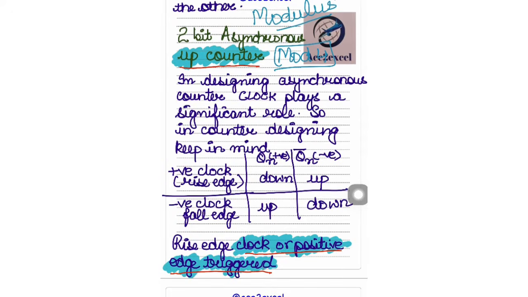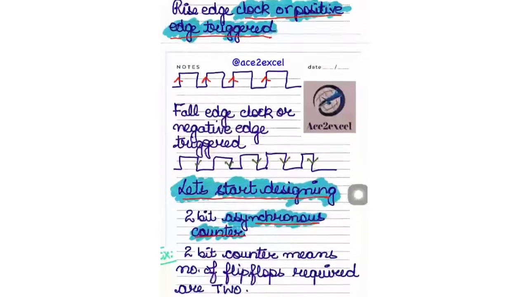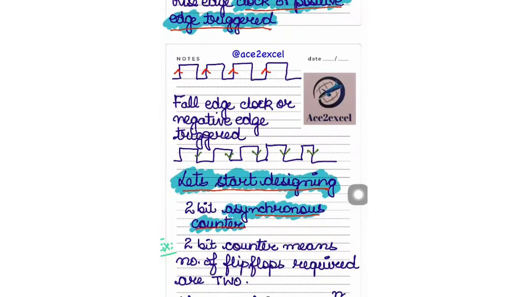Let's first talk about the two types of clock pulses. When I say rising edge or positive edge triggered clock, in that type of clock, the circuit will change its state at the places where an arrow is marked, that is during the up counting. While when it is falling edge or negative edge, it will always change state whenever it is going down, that is, in the fall stage.